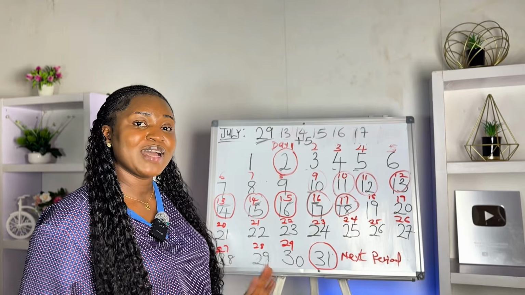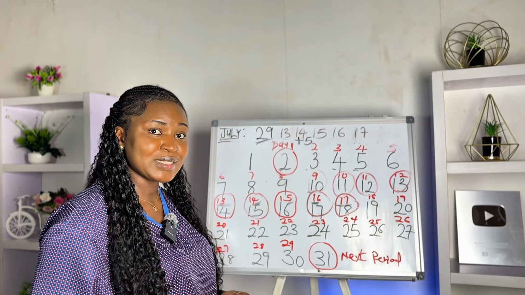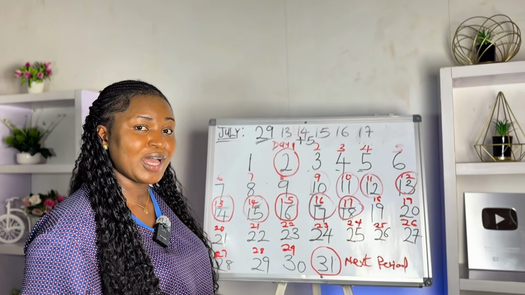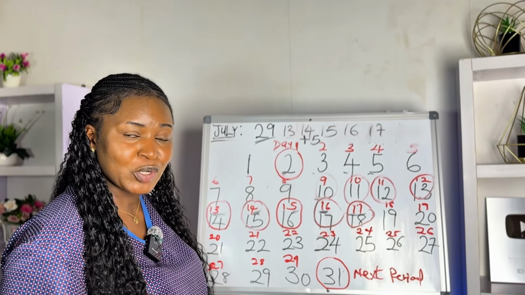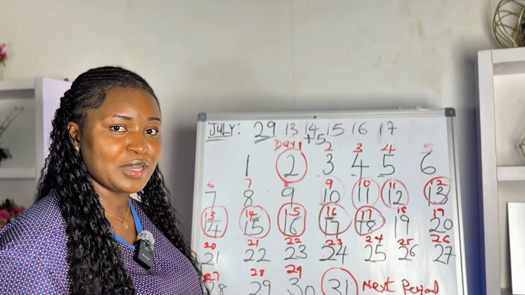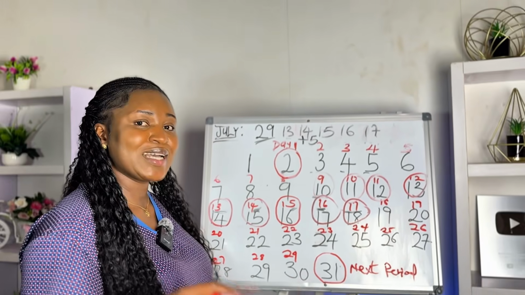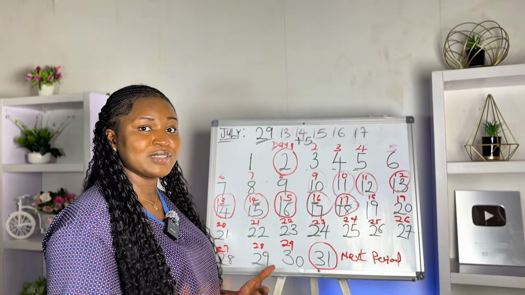So we have basically covered how to calculate your menstrual cycle length, how to calculate ovulation, how to use the plus and minus 2 method, and how to calculate your fertile window or your fertile period. Let's calculate for another cycle so you understand better.